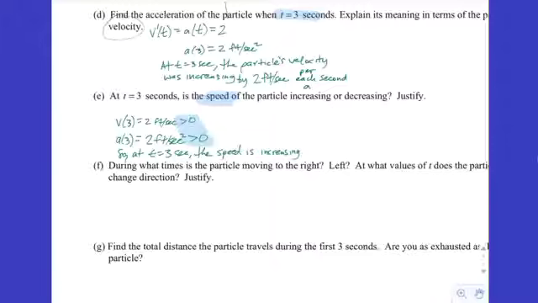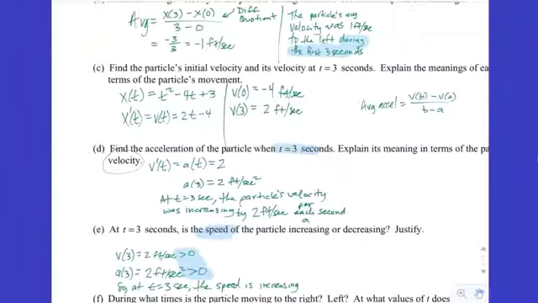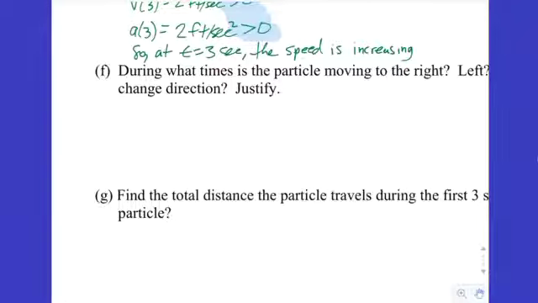It's moving to the right when its position is increasing, right? Which is when its velocity is positive. Positive velocity means moving to the right, yeah? Negative velocity means moving to the left. So let's get our velocity function again. It was 2t minus 4. The velocity function was 2t minus 4.